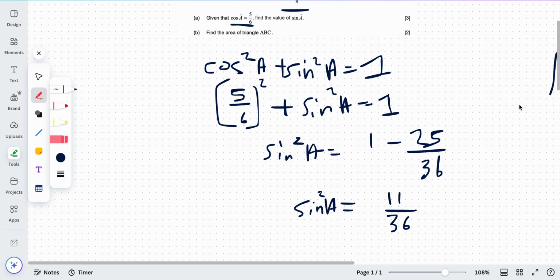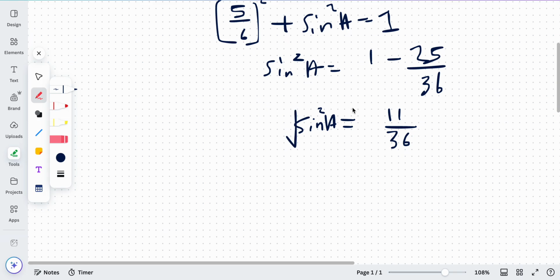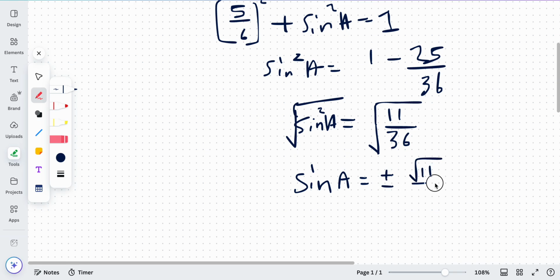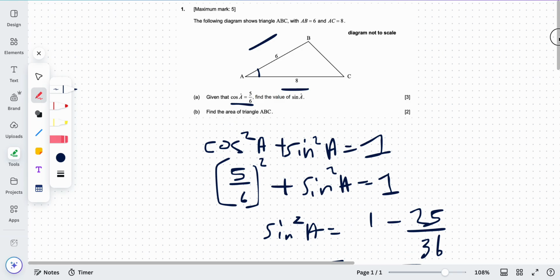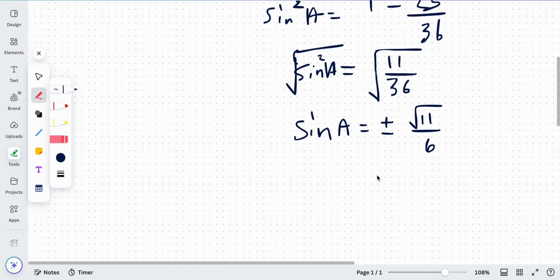Then we can take the square root on both sides to eliminate that squared on the left. What that does is now you have sine A by itself, which is what the question wanted. And then you shouldn't forget the plus minus, and root 11 over root 36 is just 6. But because we're talking in terms of a triangle, it would usually be the positive value, so this would be final. Yeah, that's the final answer for part A.